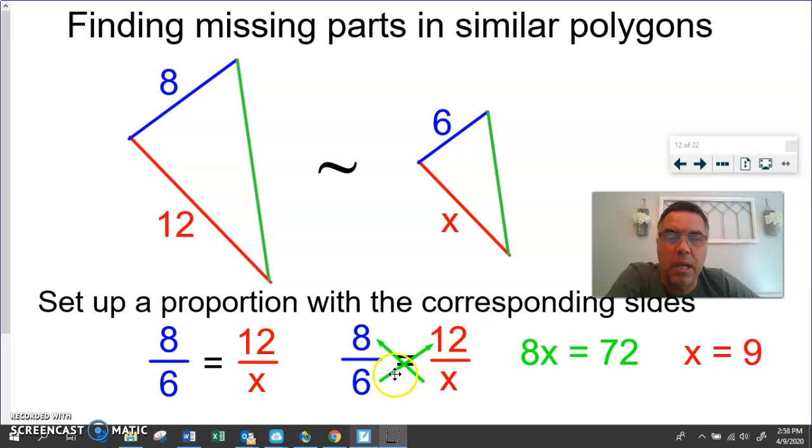And we cross multiply. 8 times x is 8x. 6 times 12 is 72. And then we solve, divide by 8 on both sides, and you get x equals 9.